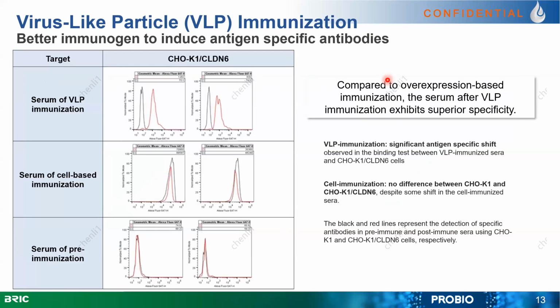And in the case study of anti-Claudin 6 antibody discovery projects, we compared the immunization efficiencies as determined by serum flow cytometry analysis between the cell immunization group versus the VLP immunization group. As you can tell from these summary tables, the VLP induces significant antigen-specific signal shifts as measured by the Claudin 6 overexpression cell line versus the parental CHO-K1 cell, while the cell immunization gives a pattern of overlapping signals, suggesting that those antigen-specific antibodies are buried under a tremendous amount of non-specific antibodies.